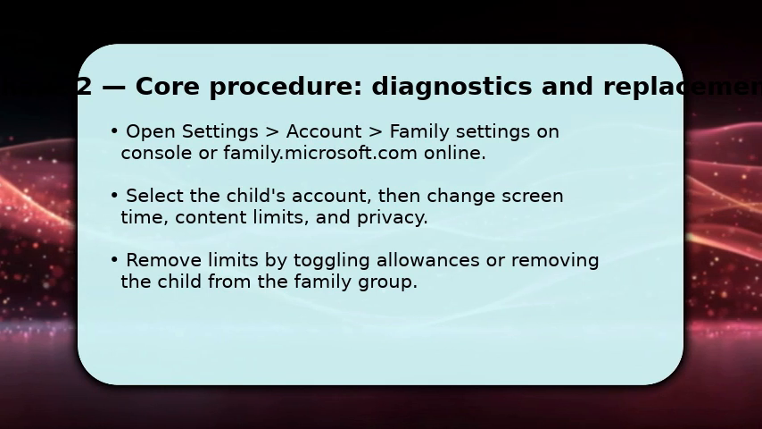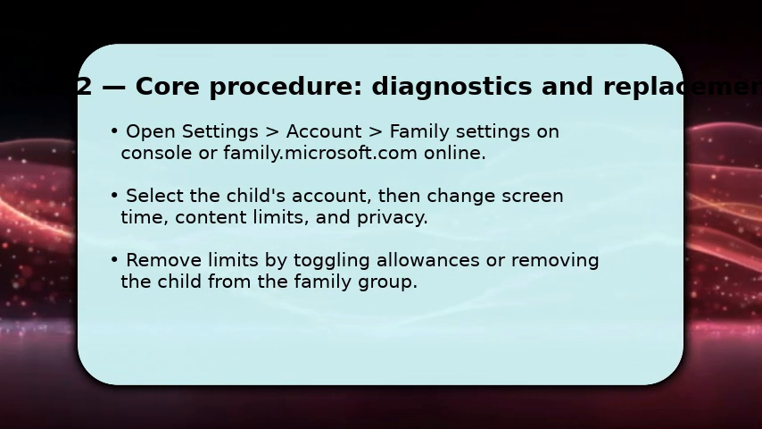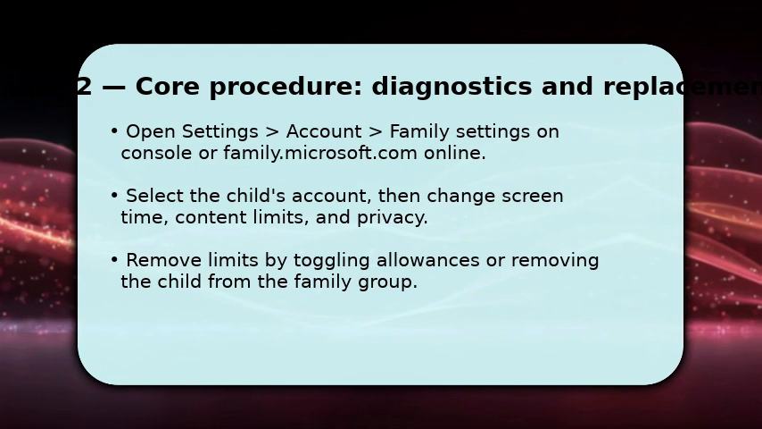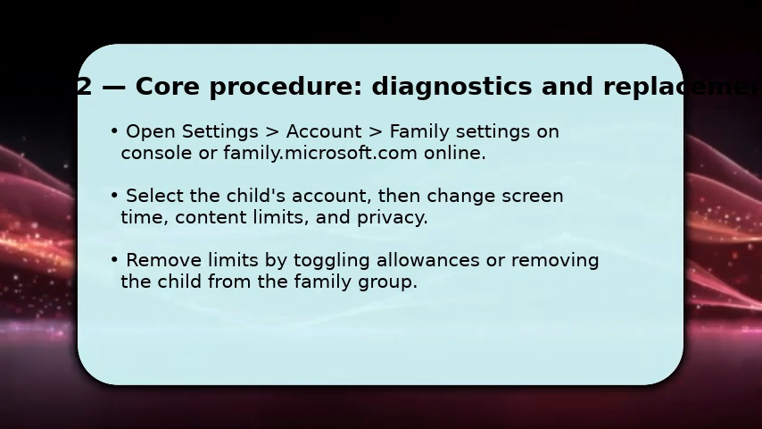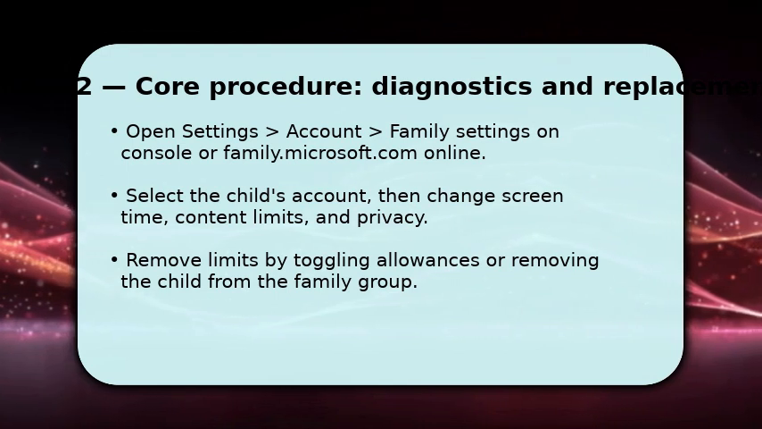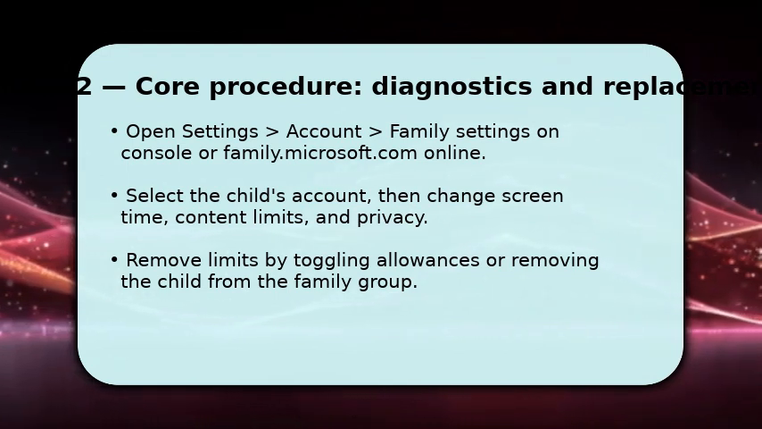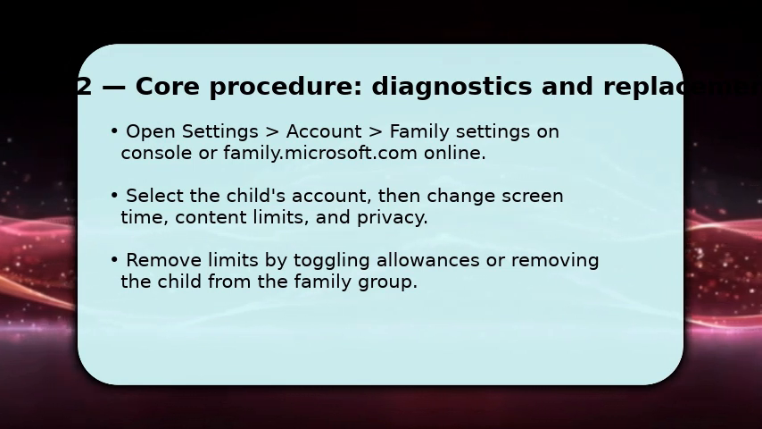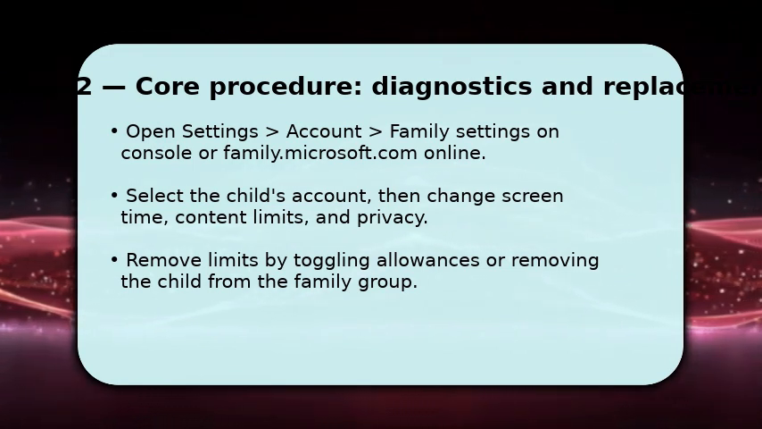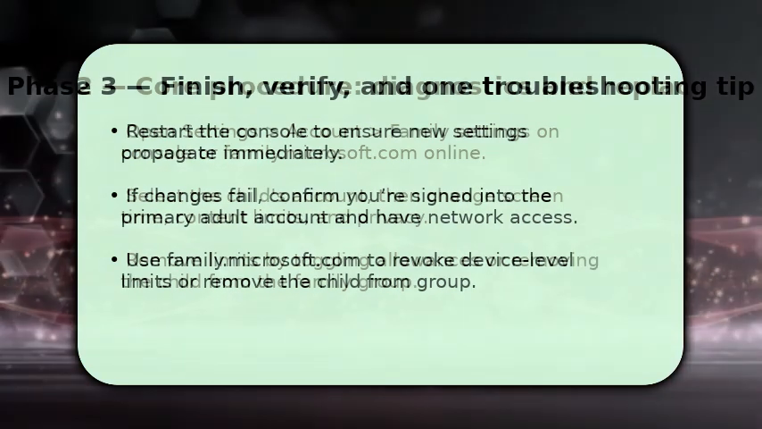To remove a restriction, toggle off the limit or select Remove for a rule. If you prefer, choose Remove from Family to fully detach that account. Note that doing so transfers control and may require the child to have their own adult. Finish by confirming changes. Restart the Xbox so all permissions refresh and sign the child out, then back in.